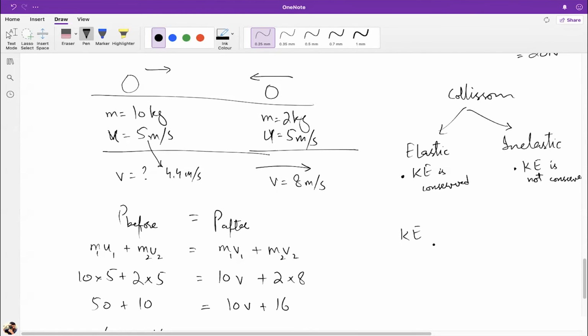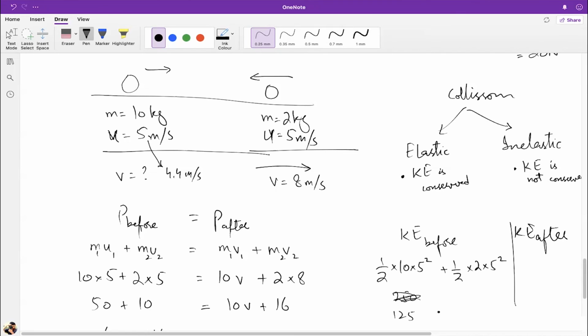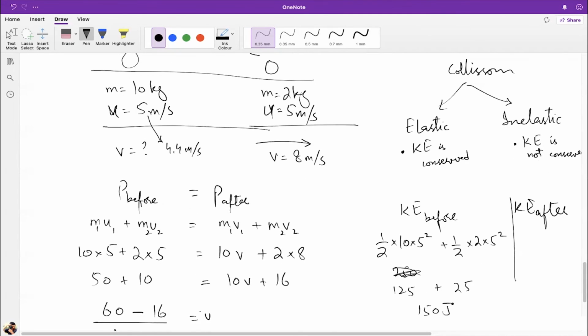So what is the kinetic energy before the collision and what is the kinetic energy after the collision? So let's see. This ball, the 10 kg one, had 1/2 mv squared. The other one, 1/2 mv squared. So this is before the collision, okay? So how much is that? This is 250 over 2, so this is 125. And this one is 25. So that is 150 joules. Overall kinetic energy is 150 joules.